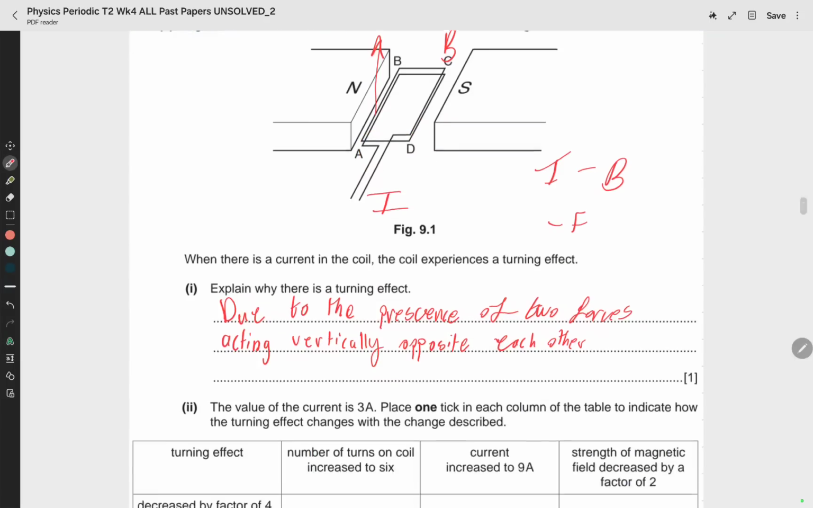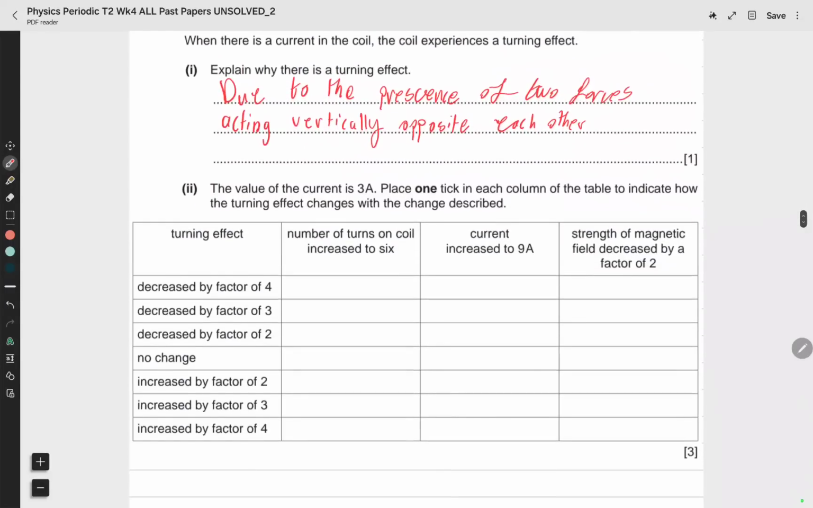Okay, part II. The value of the current is 3 ampere. Place one tick in each column of the table to indicate how the turning effect changes with the change described. So, turning effect decreased by factor 4. What?